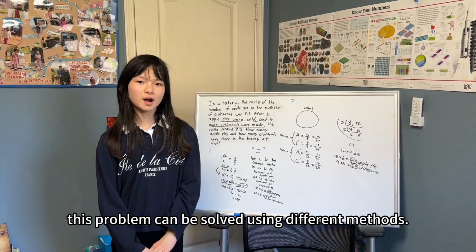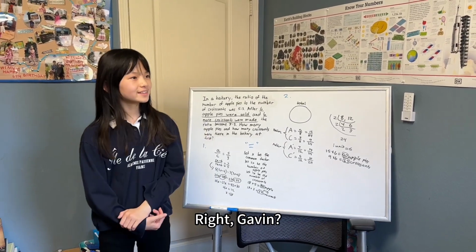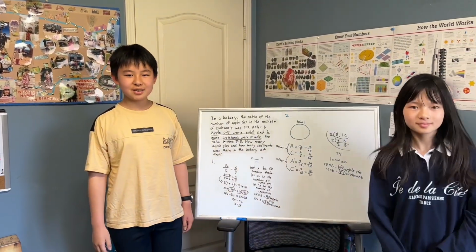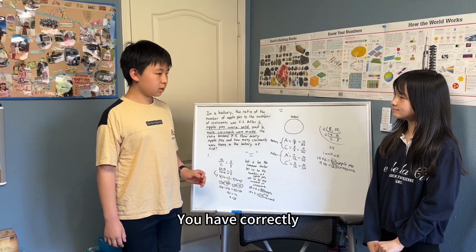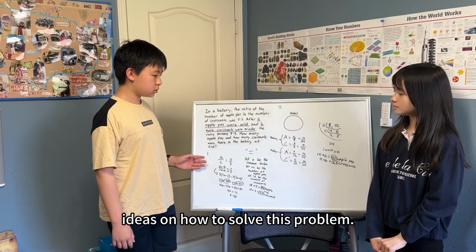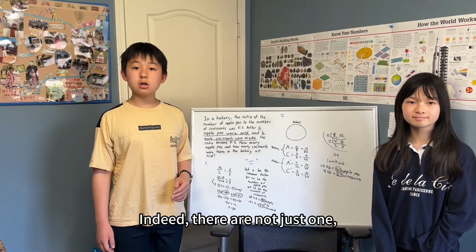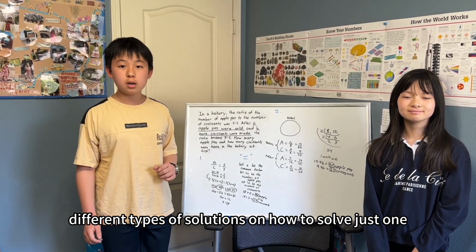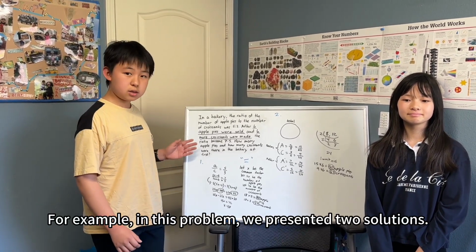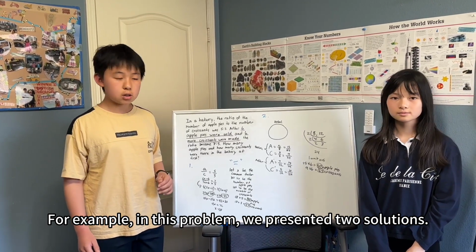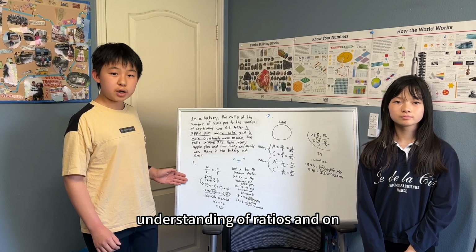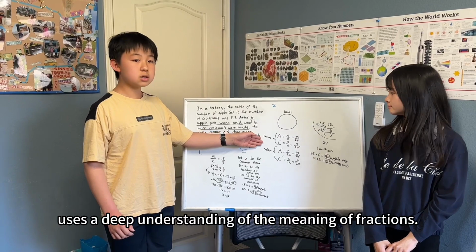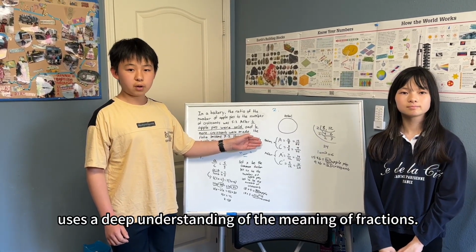In conclusion, this problem can be solved using different methods. Right, Gavin? Yes, you are correct. Thank you. Good job, Winnie. You have correctly applied concepts and ideas on how to solve this problem. Indeed, there are not just one, but many different types of solutions on how to solve just one mathematical problem. For example, in this problem, we presented two solutions. One uses an understanding of ratios and on creating equivalent relationships. The other uses a deep understanding of the meaning of fractions.